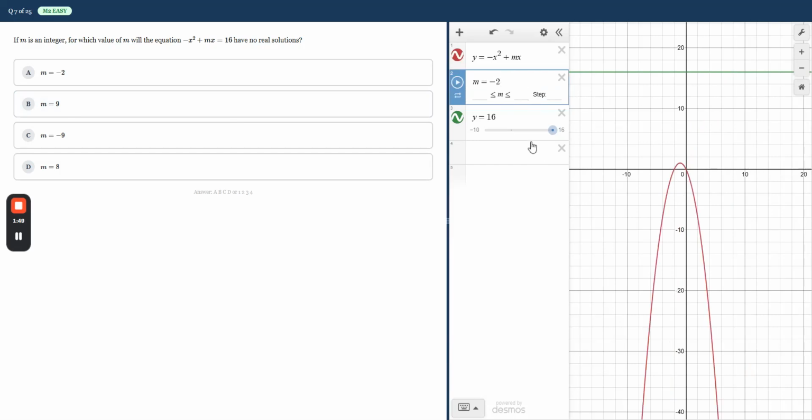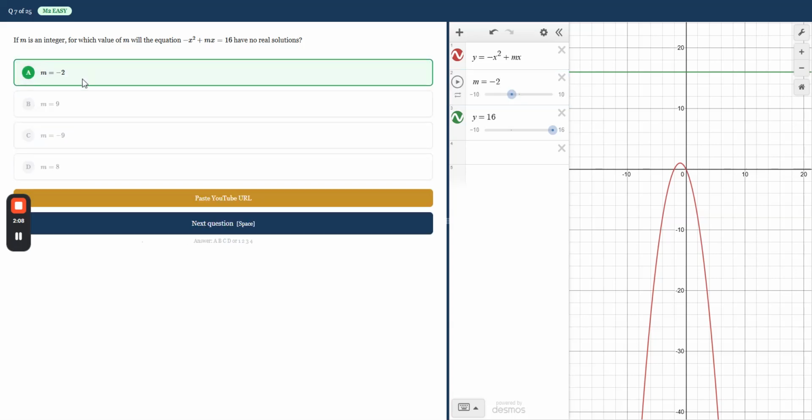No point of intersection. You can obviously also do this with the discriminant, delta, b squared minus 4ac, and let it solve for m with it being less than 0. But graphically, with trial and error, easy to do. The answer is m equals negative 2.